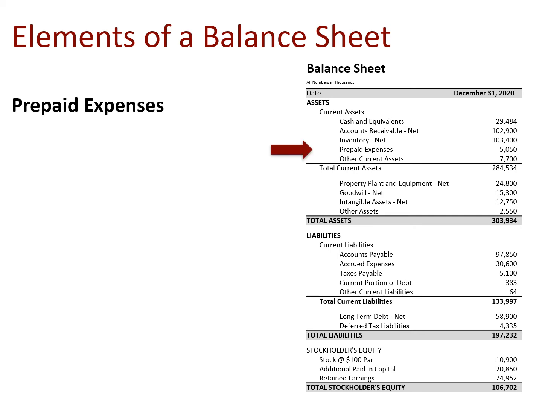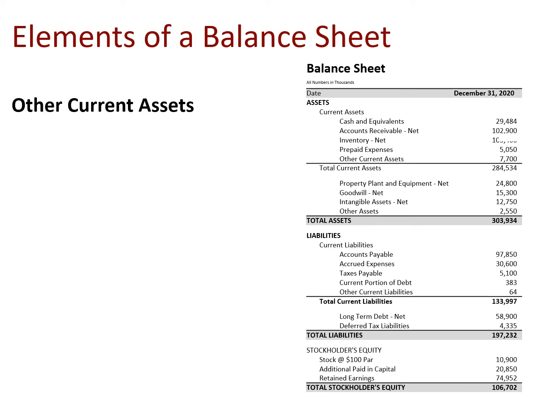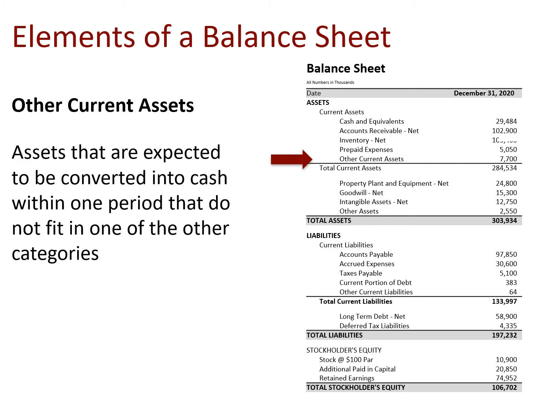Prepaid expenses are expenses such as rent that has been paid in advance. Other current assets are assets that are expected to be converted into cash within one period that do not fit into one of the other categories we previously discussed. Typically, you see this a lot in financials where there are various categories of items, but each one of them is not enough to be a line item on the financials, so everything's kind of lumped into that category.